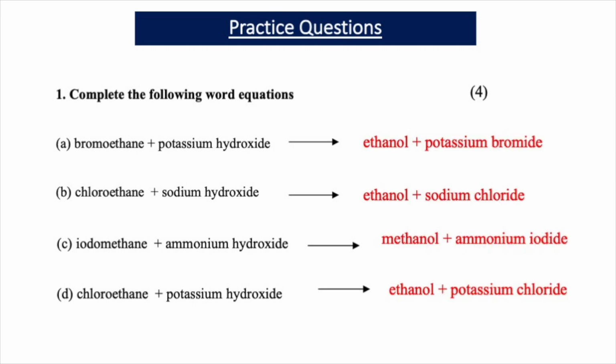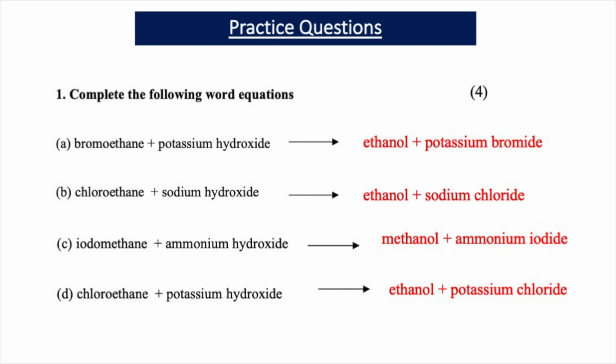So for this first practice question, we're asking you to complete the following word equations. So for question 1a, it was bromoethane and potassium hydroxide. So this would produce ethanol and potassium bromide. And for question B, it was chloroethane and sodium hydroxide. So that would produce ethanol and sodium chloride.